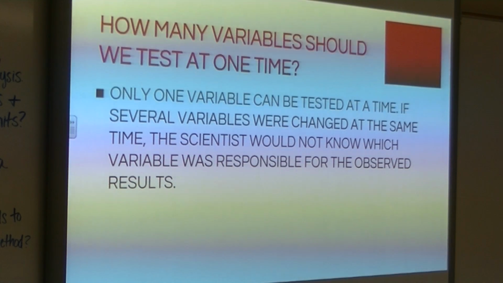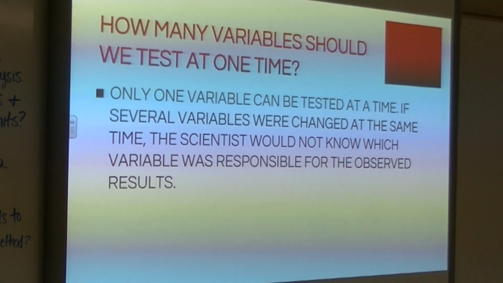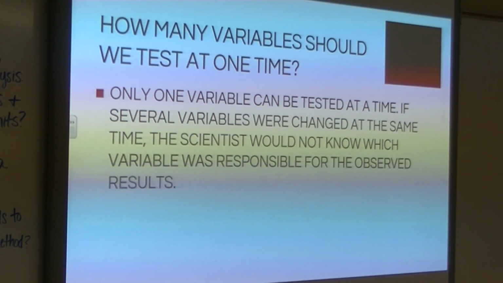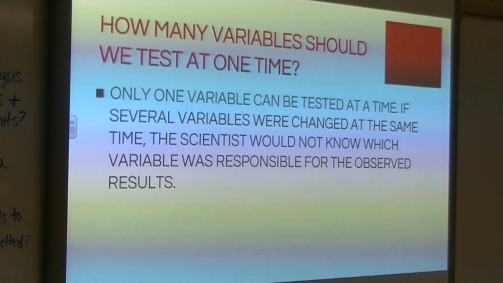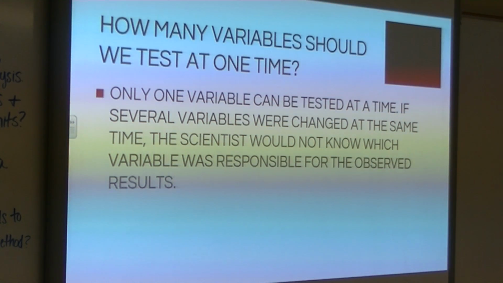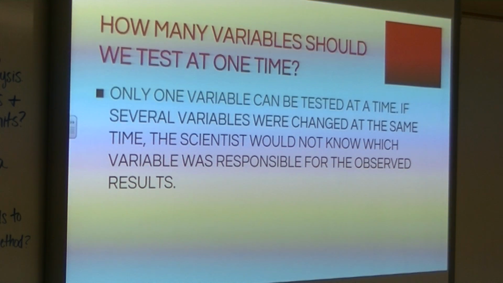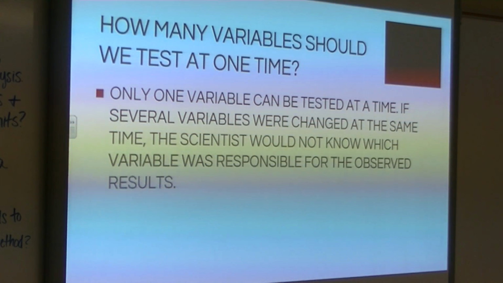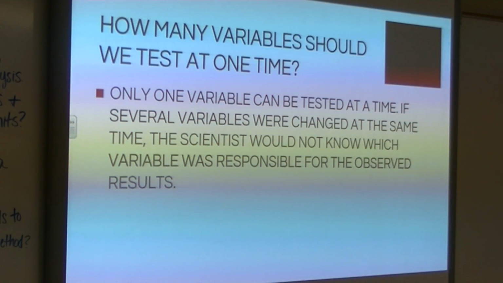The reason for this is that if we changed multiple variables, how would we know which variable gave us our results, right? So let's go back to my farming example. If the farmer changes the fertilizer but also changes the amount of water that they're using on the fields, how do you know which one is the one that made the plants grow more? Does that make sense to everybody? If you change more than one, you won't know which variable was responsible for the results, okay? So write down something in that regard.